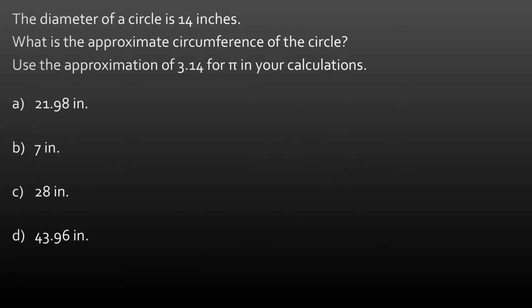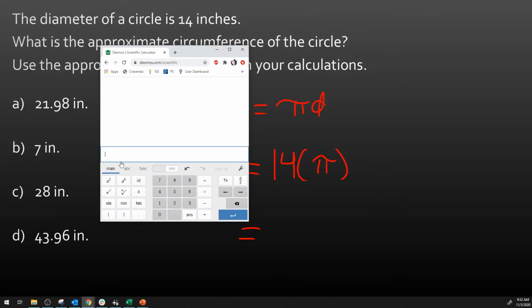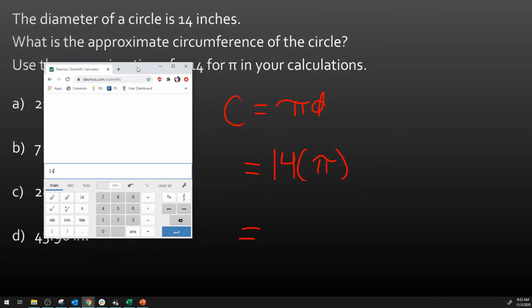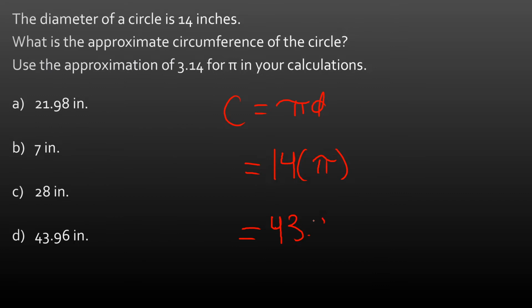Our next question says the diameter of a circle is 14 inches. What is the approximate circumference of your circle? Use the approximation of 3.14 for pi. All right. So again, I have pi times diameter. 14 is my diameter, and I'm going to multiply that by pi. It tells me to use 3.14, which is what you should always use for pi. So again, I'm going to type 14 times 3.14 into my calculator and get 43.96. Bada boom.